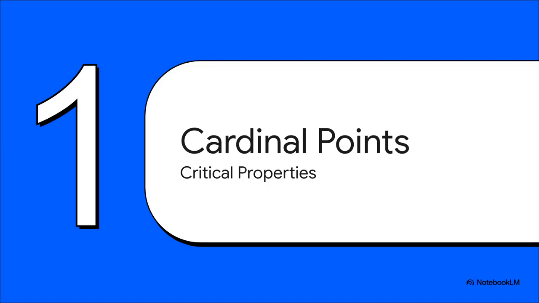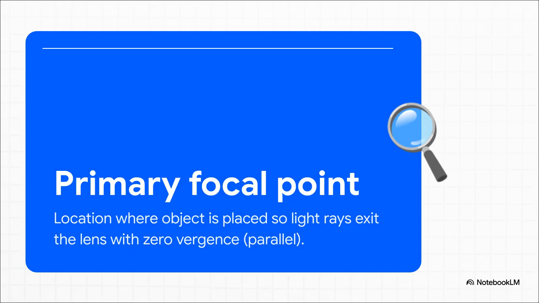All right, part 1, mastering the cardinal points. Let's build that foundational vocabulary. First up is the primary focal point. Now what you really need to anchor your brain to here is the concept of zero vergence exiting the lens. Imagine you place an object exactly at the primary focal point. The light rays emanating from that object hit the lens, and the lens bends them so they leave completely, perfectly parallel. They have absolutely zero vergence, so this is the exact location in space where diverging light becomes parallel light.